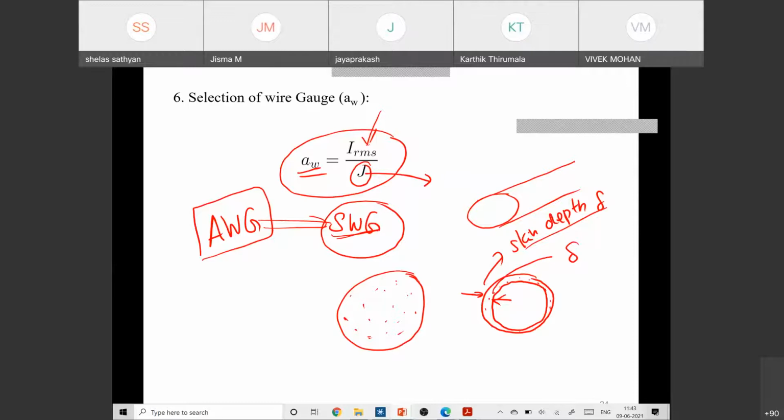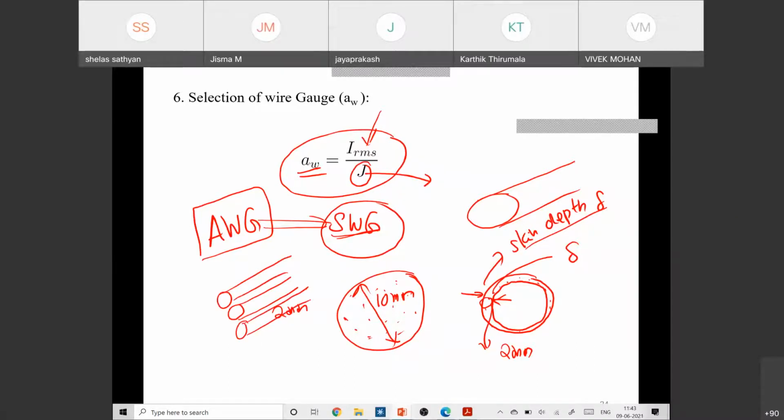Once you know the skin depth, select a conductor whose diameter is smaller than this. Let us say this diameter is 10 mm, and my skin depth happens to be 2 mm. I select a conductor whose diameter is 2 mm. Since I need a current to flow corresponding to 10 mm, I should use 5 such conductors in parallel.